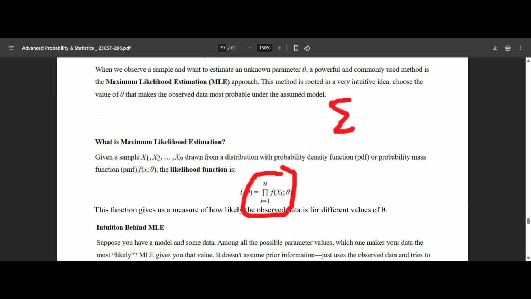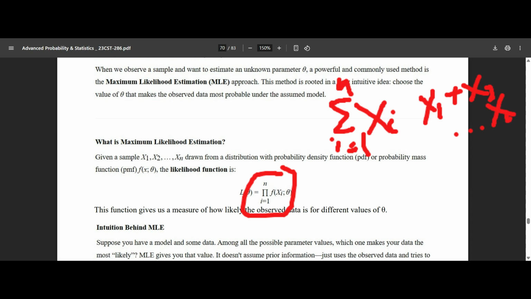Sigma, you all know, sigma of xi means the summation of x1 to xn. If I write i equals 1 to n, it means the sum from x1 to xn. This is denoted by this.